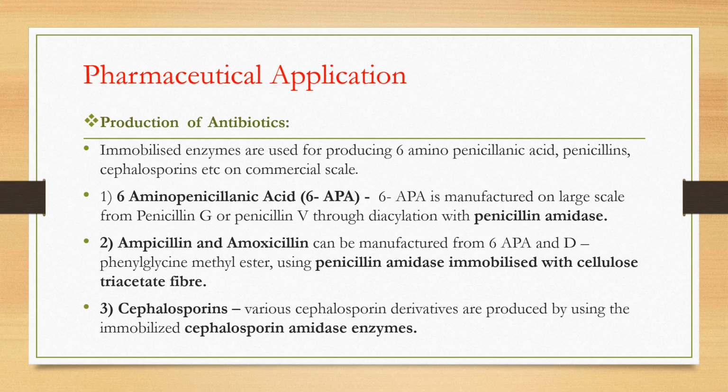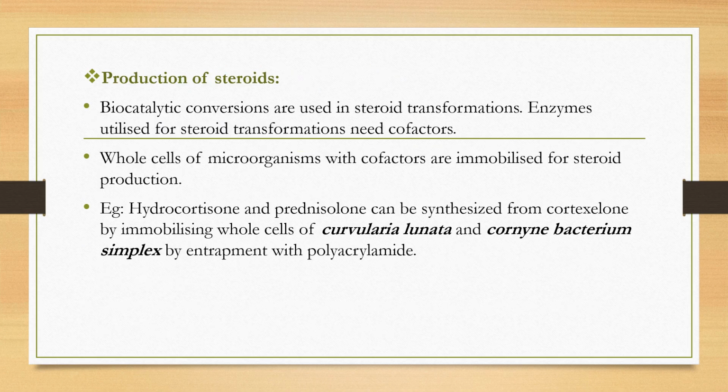Coming to the applications, the immobilization of enzymes can be used to produce antibiotics such as ampicillin, amoxicillin, penicillin, and cephalosporins. Different types of steroids such as hydrocortisones, prednisolones, etc. can be produced by the immobilization of certain organisms. And not only enzymes, certain microorganisms can also be immobilized. So steroids are usually produced by immobilizing certain microorganisms.